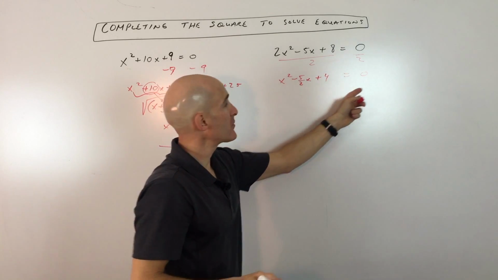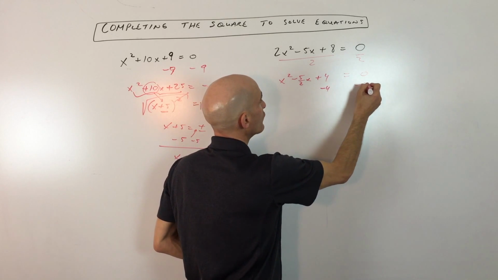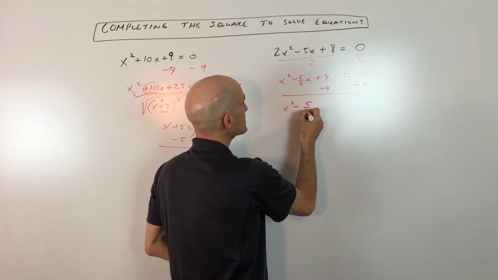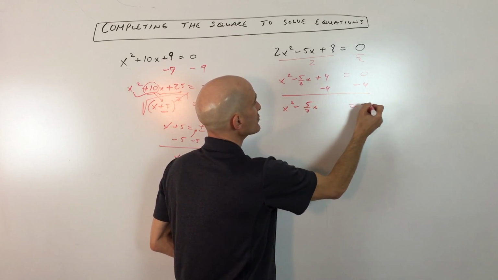Now we want to move the 4 to the other side just to get it out of the way. So we're going to subtract 4 from both sides of the equation. If we do that, we get x squared minus 5 halves x equals negative 4.